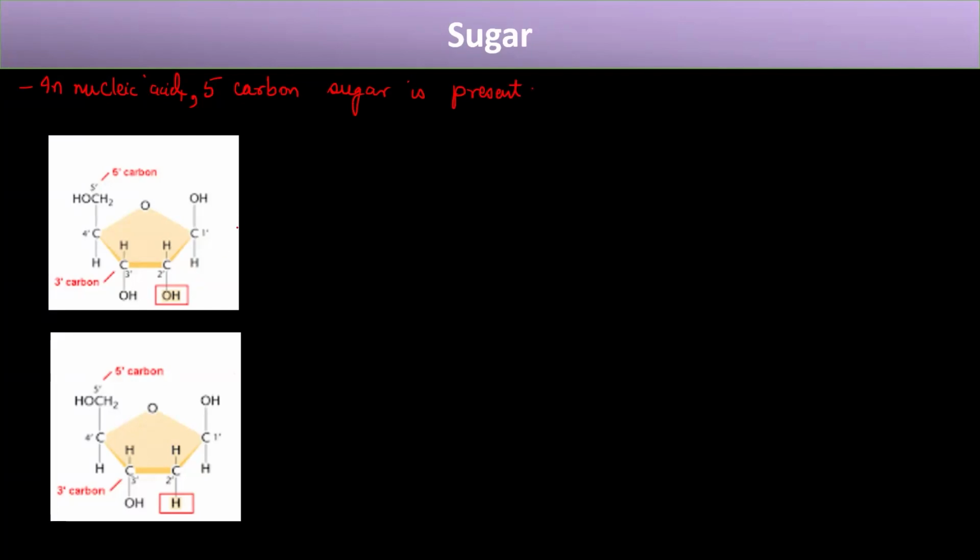And what is this sugar? So there are two types of sugar. Both are 5-carbon. The first is ribose sugar. And this ribose sugar is present in RNA. So we saw nucleic acid is of two types, DNA and RNA. So the ribose sugar is present in RNA. Okay, now the second sugar is deoxyribose. This is the deoxyribose sugar. It is present in DNA.